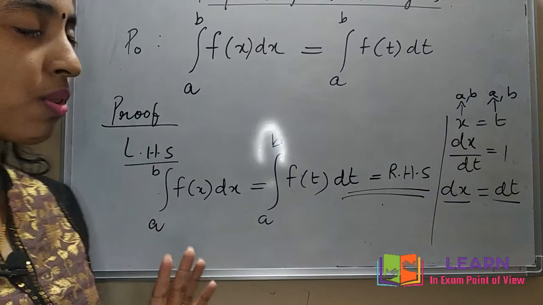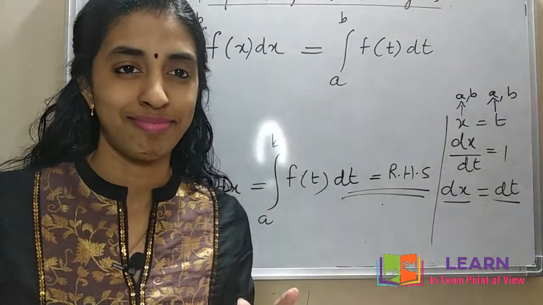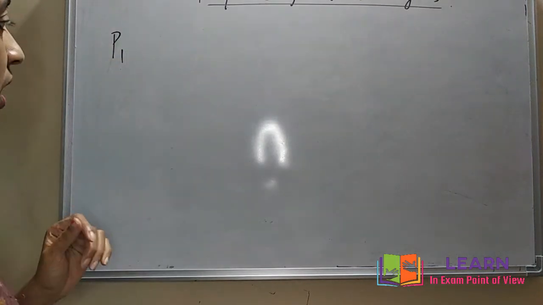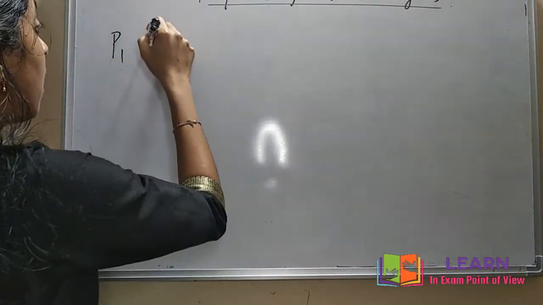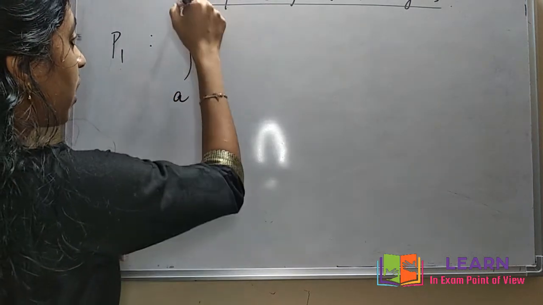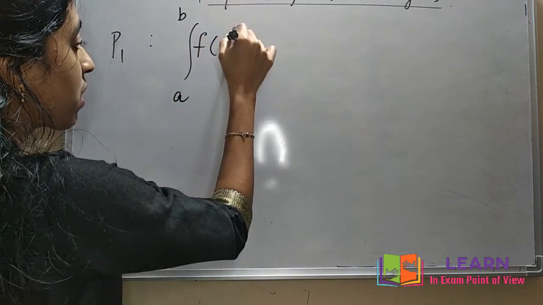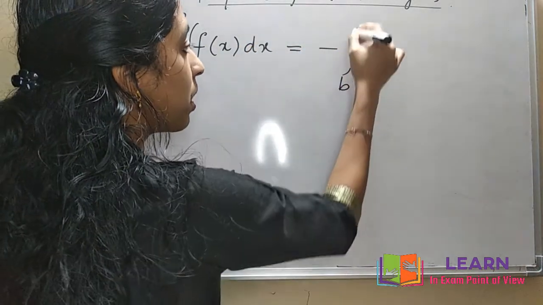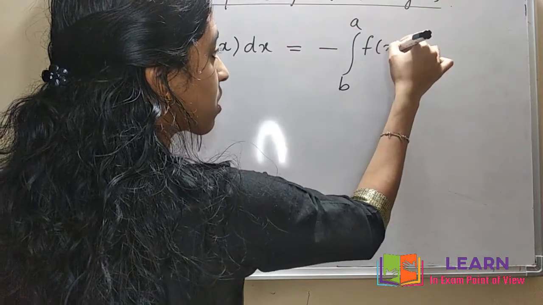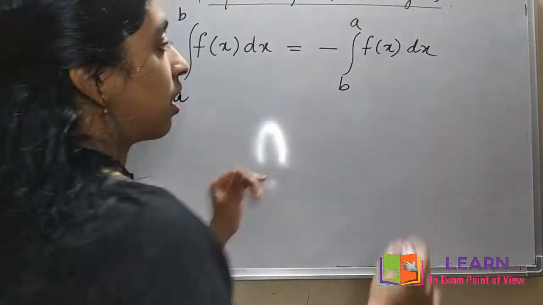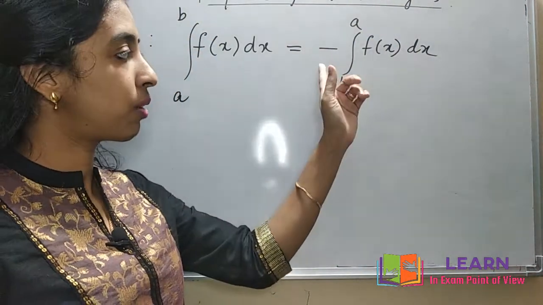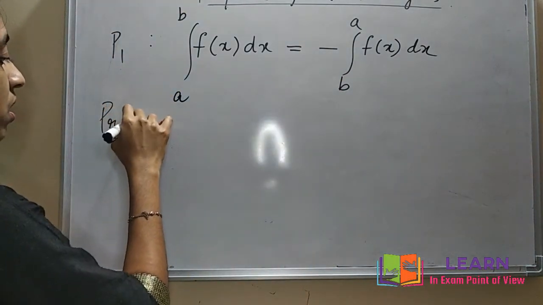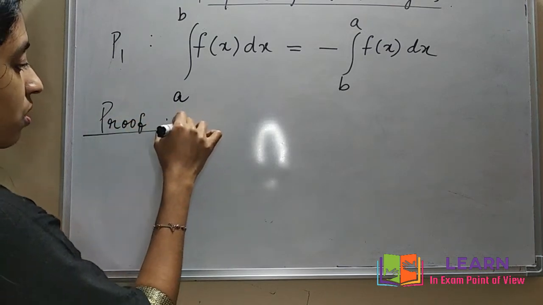So coming to property 2 or P1. The second property, or we can denote it as P1, defines how integral a to b f of x dx is equal to negative integral b to a f of x dx. When we change the limits, there will be a negative sign. So proof. We will start with LHS.